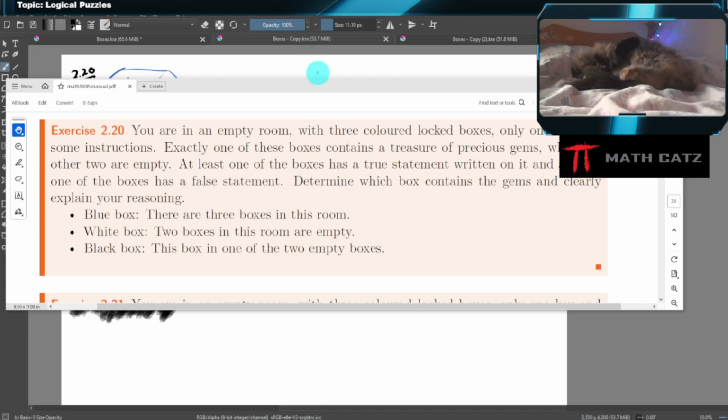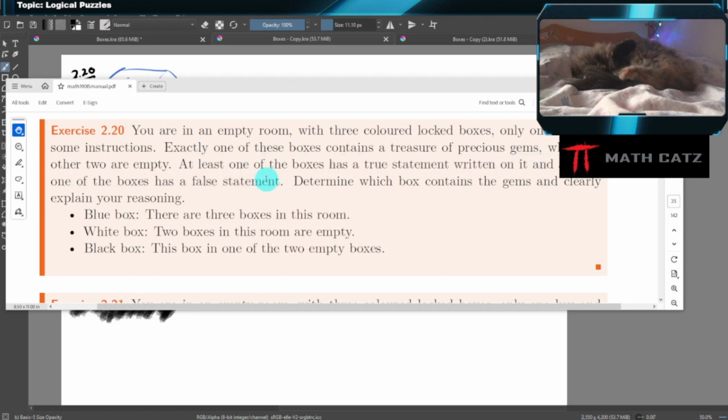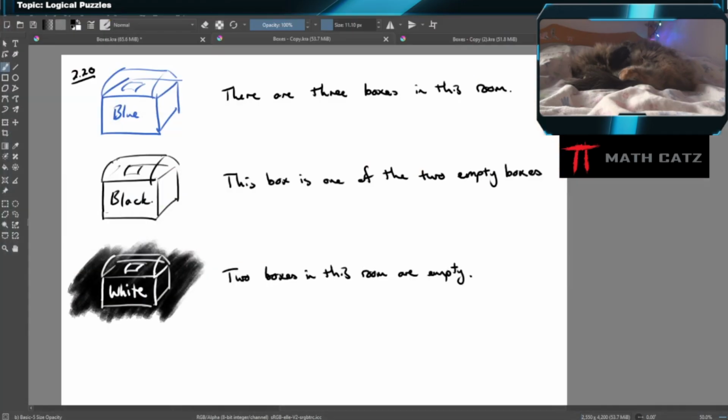All right, let's look at the next one. Same rule, same setup. At least one of the boxes is true, at least one of them is false. And we have exactly one box with gems in it. Here are the 3 statements. And let's move this up so I don't need it. I copied them over here.